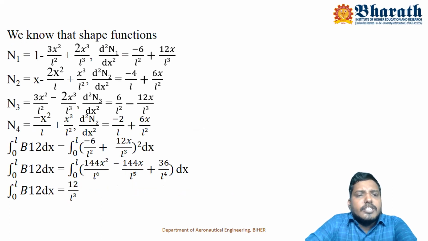We know the shape function N1 value, then we have to differentiate it two times, and we will get d square N1 by dx square. Similarly, we have to calculate all: d square N1, d square N2 by dx square, d square N3 by dx square, and the same way d square N4 by dx square. This term is d square N4 by dx square, not d square N2 by dx square. Then we will obtain the B1 square values. Then we have to integrate 0 to L of B1 square times dx. Then we will get 12 by L cube. These are simple integrations only. You can do it yourself.